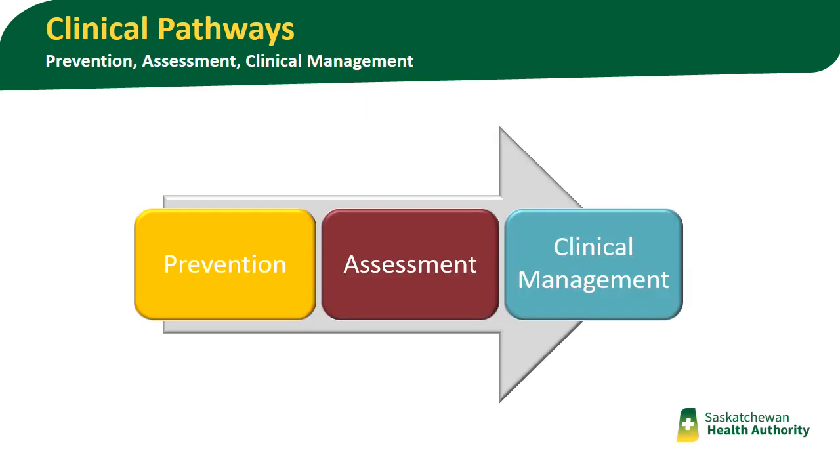In a clinical pathway, the patient's journey is reflected in 3 stages: prevention, assessment, and clinical management. Prevention refers to the range of activities and interventions aimed at reducing the occurrence or progression of diseases, injuries, disabilities, and other health conditions. This can include preventing the onset of a disease or condition, early detection and treatment of a disease or condition, or reducing the impact of an existing disease or condition.